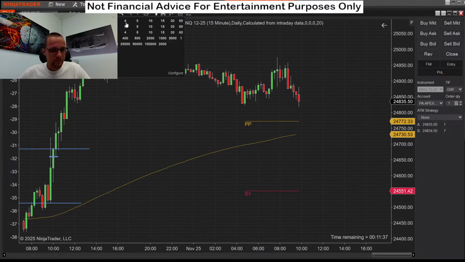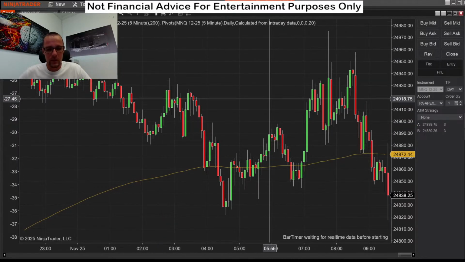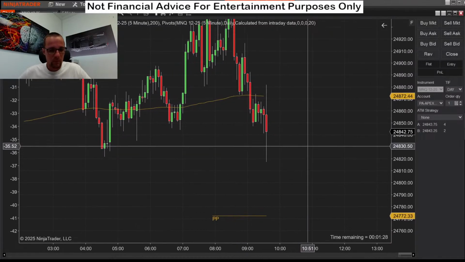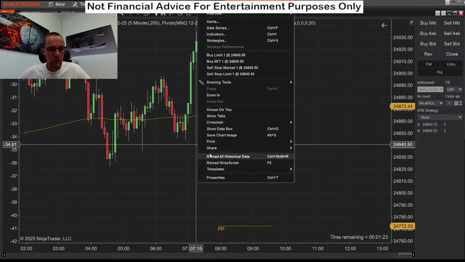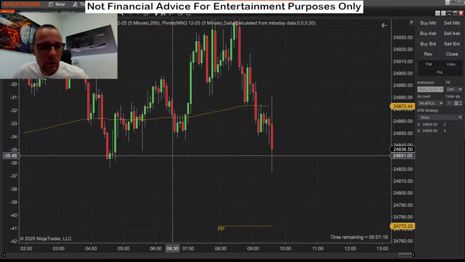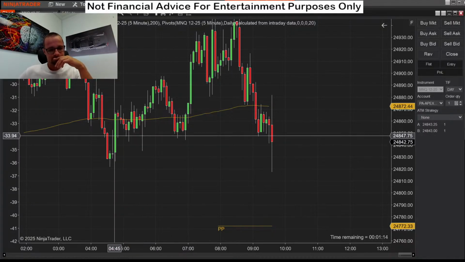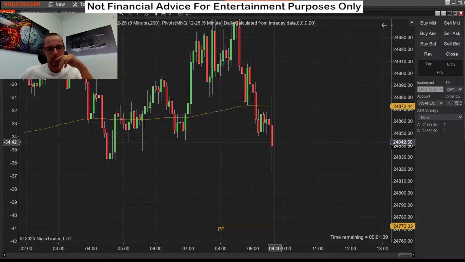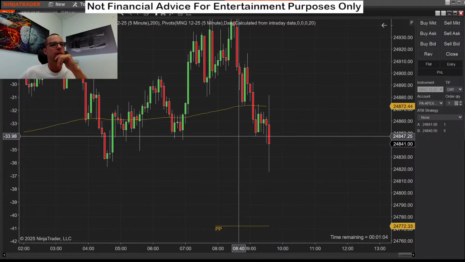So we'll see how this 5-minute range plays out after taking out that support, with a lot of support down here. We've got about a minute left until the 5-minute range is set.